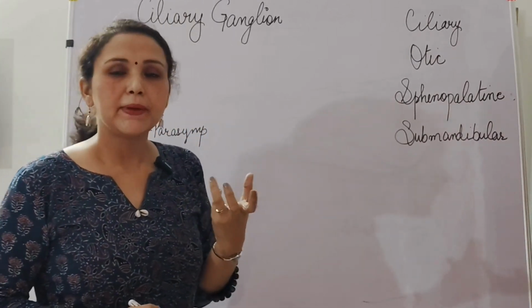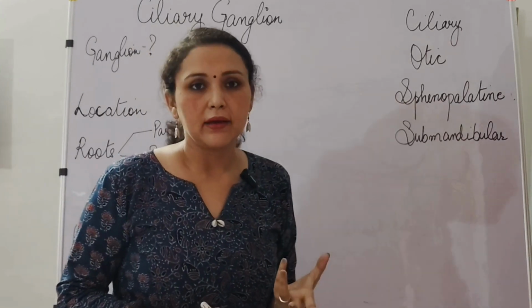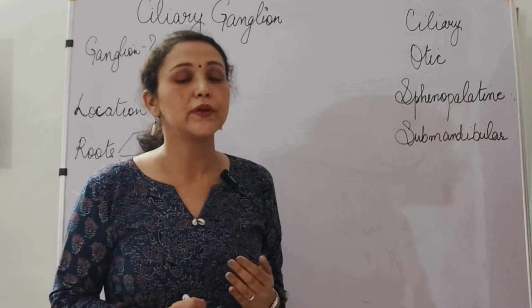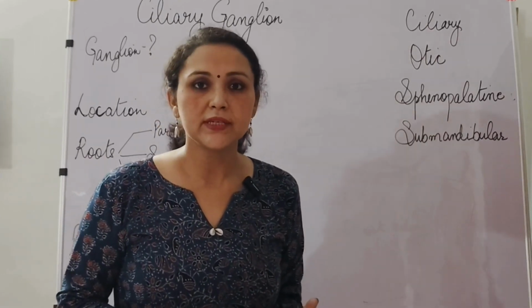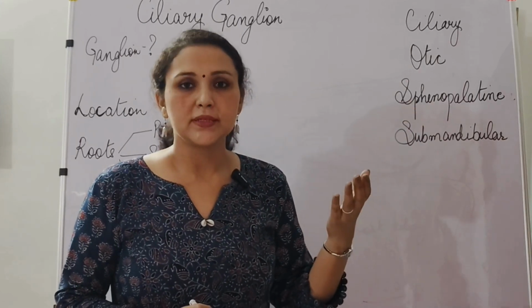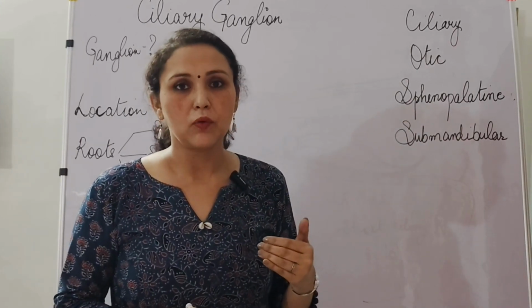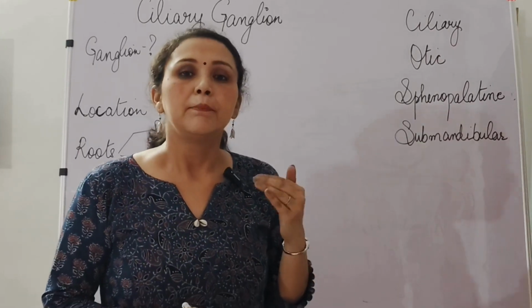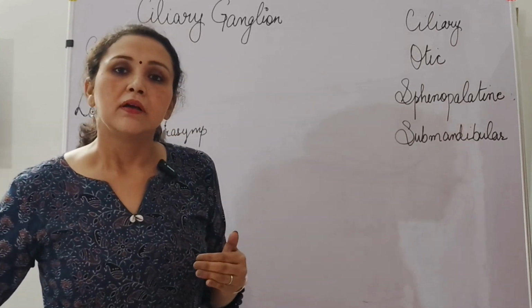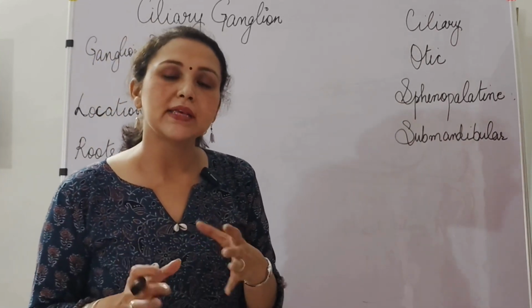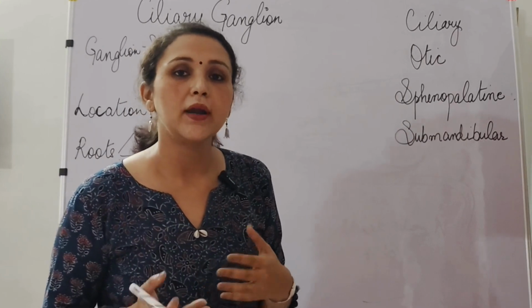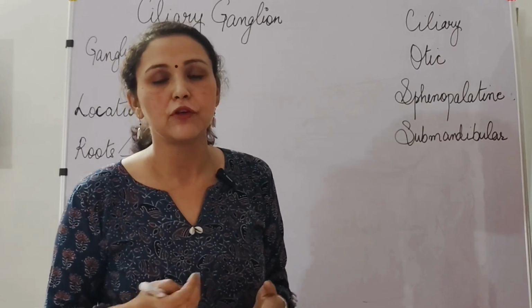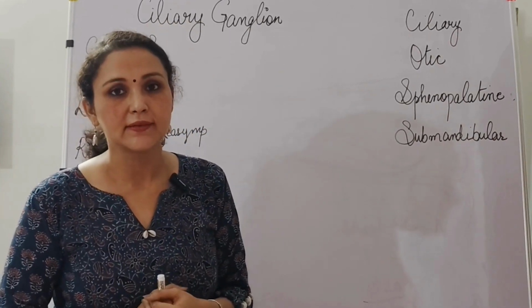Now, coming to the basic question, what is ganglia? Before studying the ganglia in detail, we should know what is ganglia. As we know, there are neurons, nerve cells in the central nervous system, that is brain and spinal cord. Maximum neurons are concentrated in the central nervous system, but we have few collections of neurons outside the brain and spinal cord, and they form the ganglia. So basically, what is ganglia? It is a collection of neurons outside the central nervous system.